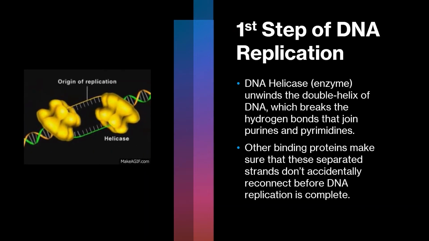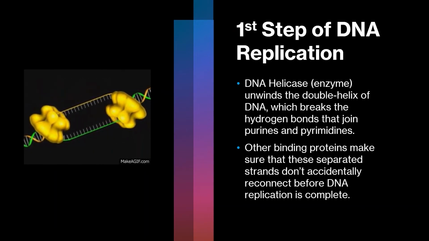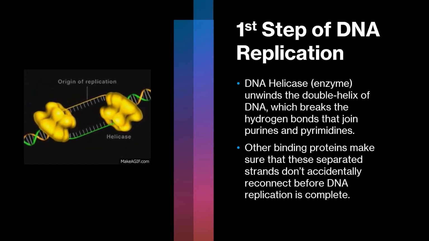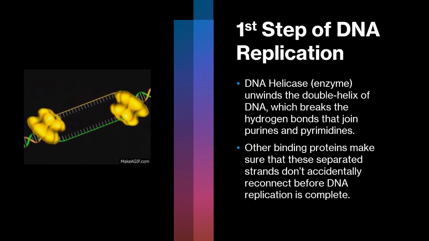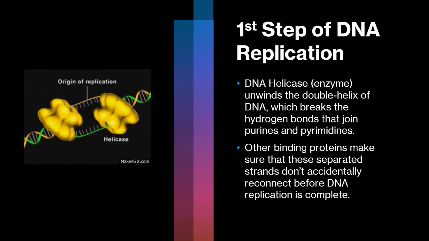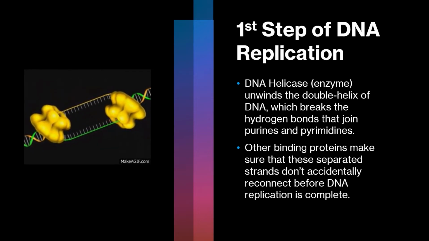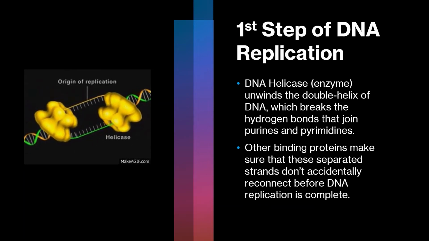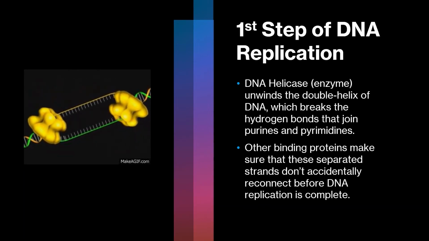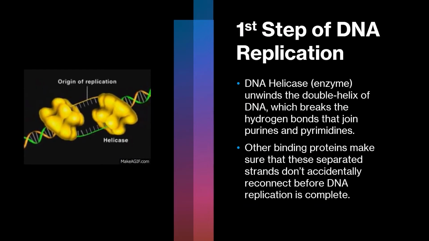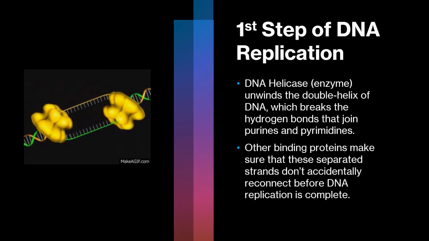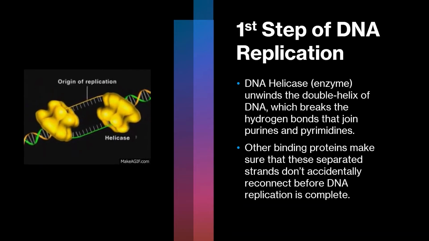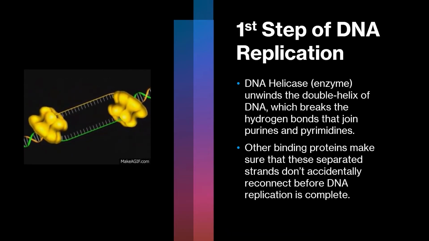All right, DNA helicase, an enzyme, meaning it's a protein, unwinds the double helix of DNA, which breaks the hydrogen bonds, the middle rungs of the ladder that hold the strands together. Those hydrogen bonds are now breaking up, separating purines and pyrimidines from each other. In the GIF on the left, that is two different DNA helicases going in opposite directions of each other.